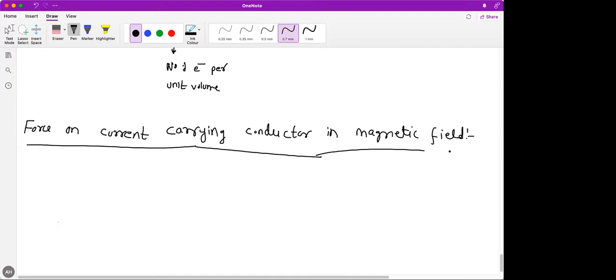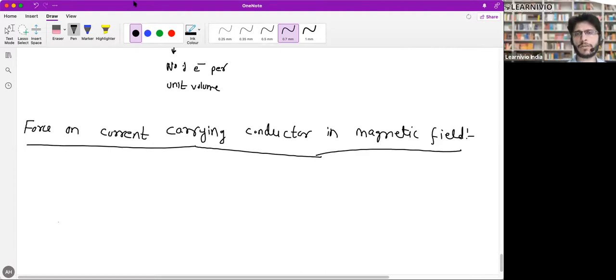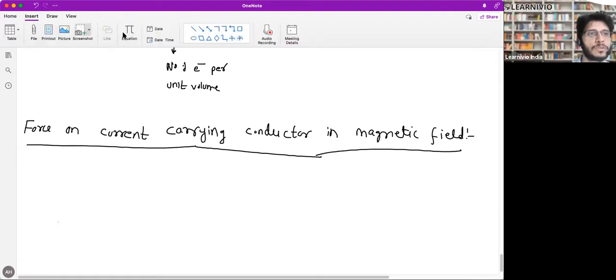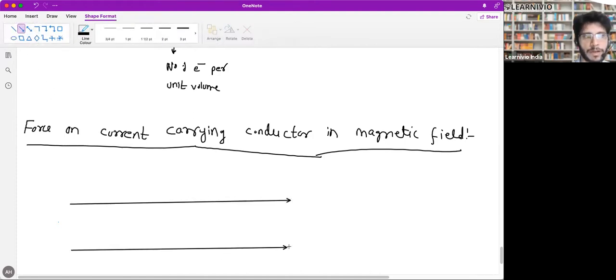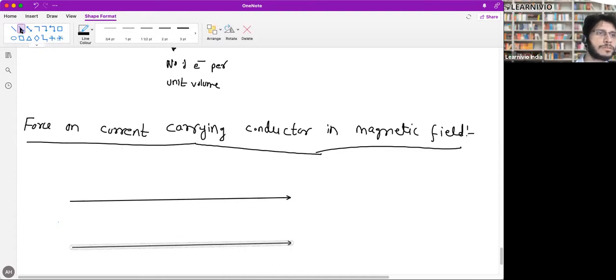This is again magnetic force that we are calculating. Earlier we calculated magnetic force on a charged particle. Now we will calculate magnetic force on a conductor. That's the difference in two calculations. So this is your magnetic field.